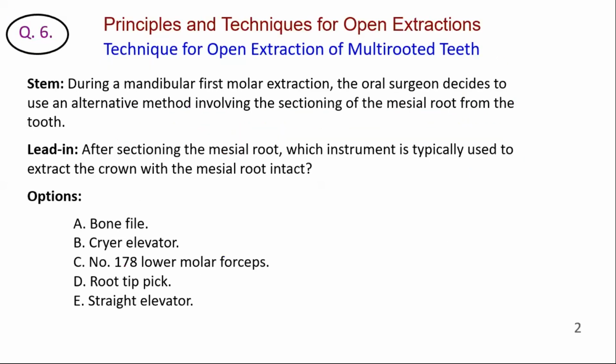During a mandibular first molar extraction, the oral surgeon decides to use an alternative method involving the sectioning of the mesial root from the tooth. After sectioning the mesial root, which instrument is typically used to extract the crown with the mesial root intact? Not used for extracting the crown; used for elevating the remaining root after crown extraction; used to extract the crown with the mesial root intact. This is the correct option.